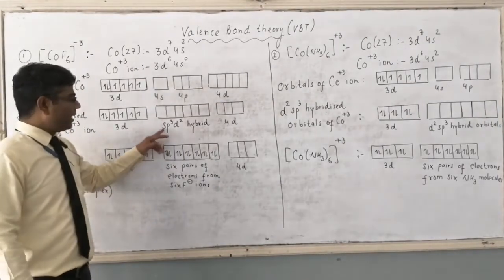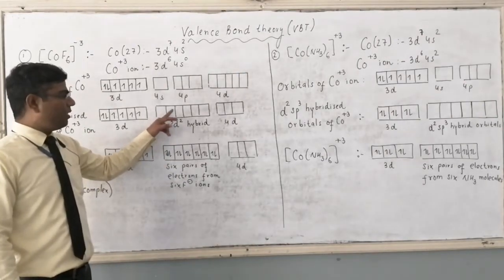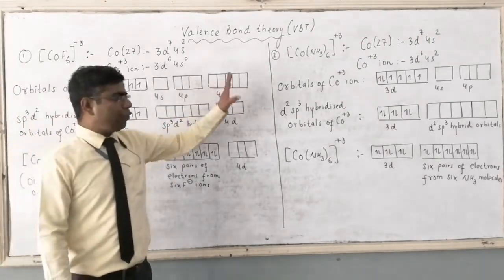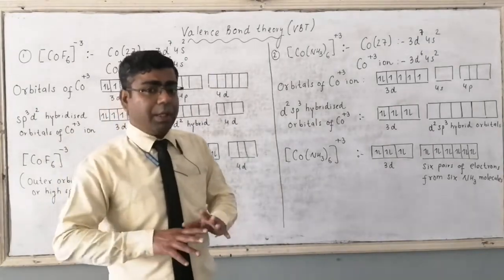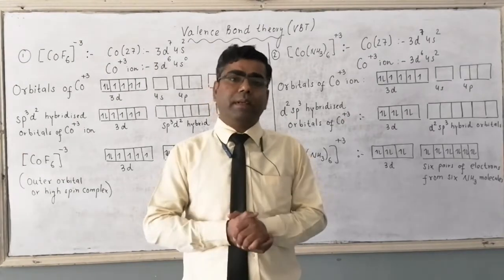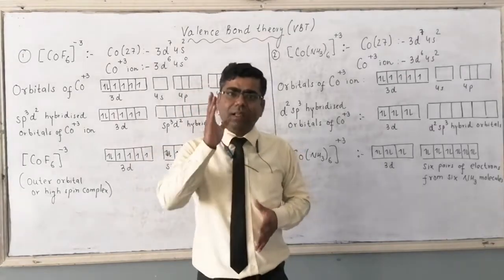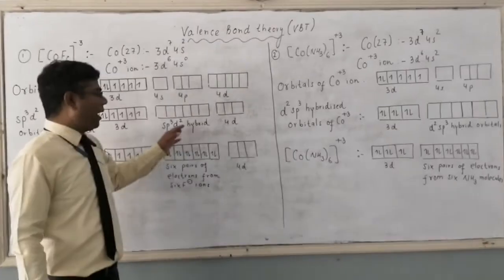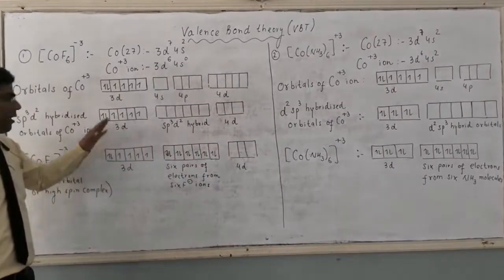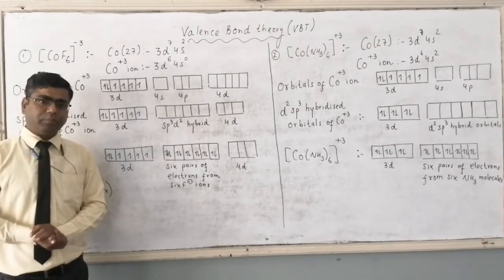Of which type? sp3d2 type. The remaining 3 will not participate in hybridization because they are not required. We require only 6 vacant orbitals, so only 6 vacant orbitals will undergo hybridization, as a result of which 6 sp3d2 hybrid orbitals are produced. The other orbitals remain as atomic orbitals, but here we have 6 sp3d2 hybrid orbitals.